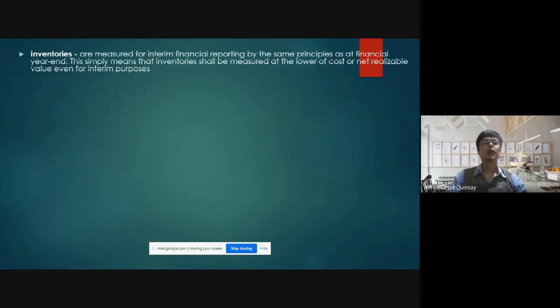Okay, now another thing na yung sa inventories. Okay, so inventories are measured for interim financial reporting by the same principles as at financial year end. So this simply means that inventory shall be measured at lower of cost or net realizable value, even for interim purposes. Okay, so of course, the same measurement being done in an annual should also be done using the interim period.